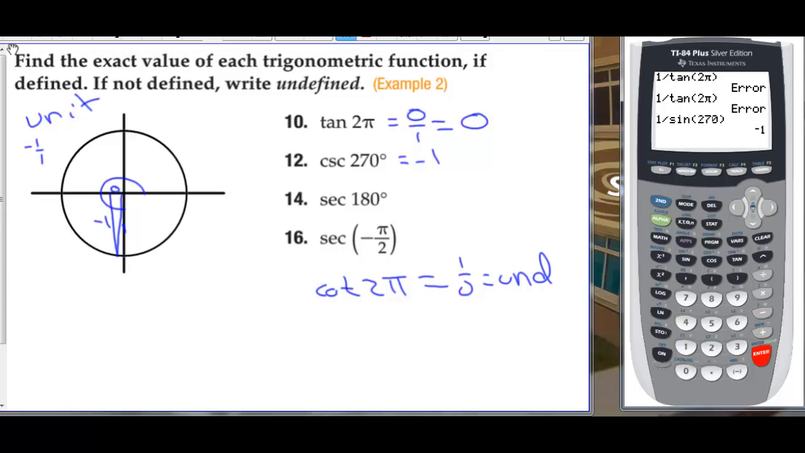Secant of 180, or pi, either way, but it's 180 right now. 180 is right there. How about a triangle? How about an angle that's getting really close to 180? This is the side that's getting closer to 0. This hypotenuse is 1. This is getting close to being negative 1. Secant of 180 is the reciprocal of cosine, which would be 1 over negative 1. This one happens to be negative 1 as well.